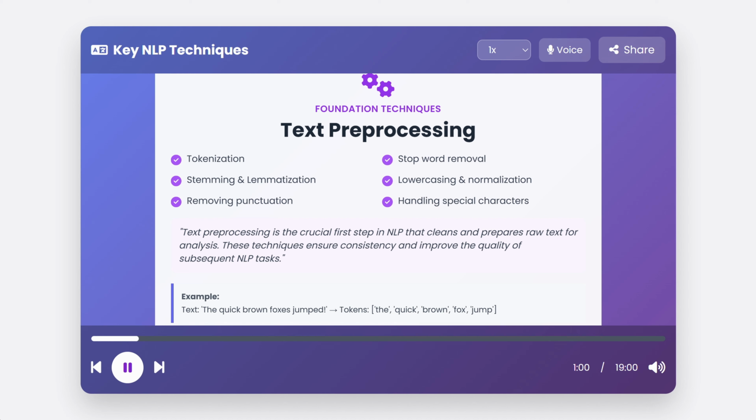For example, the sentence, "The quick brown foxes jumped," would be tokenized into words, have stop words removed, and be lemmatized to "quick brown fox jump."